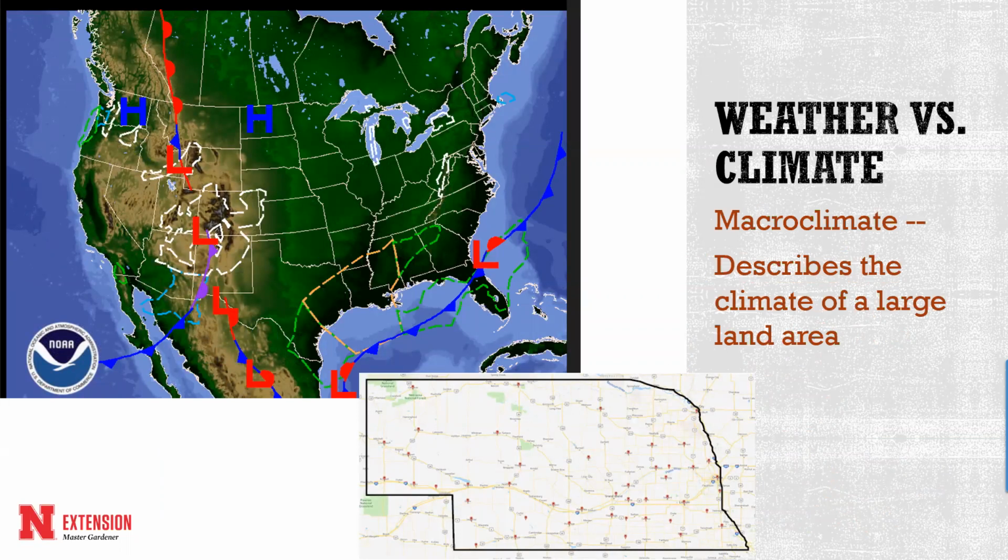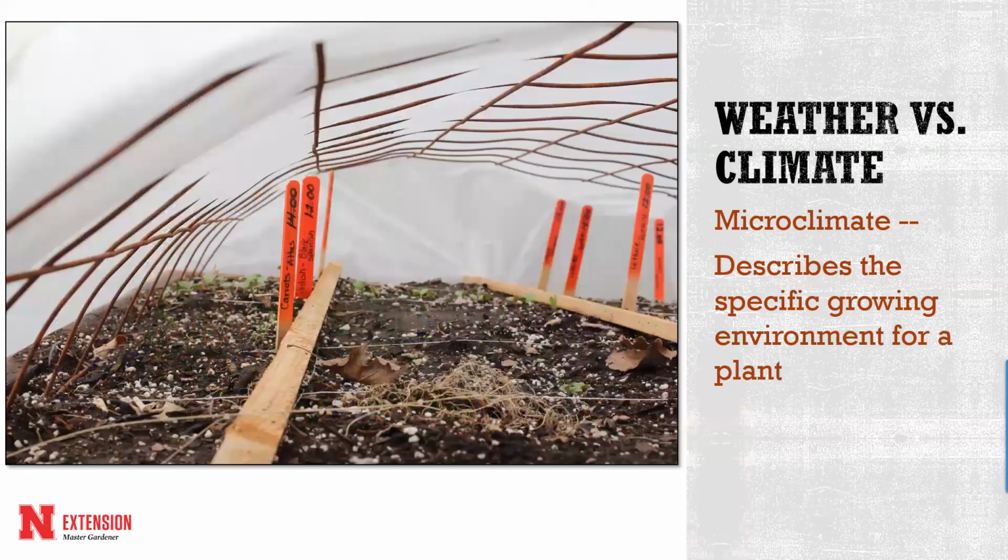There's macroclimate. That's going to describe areas on a large land scale. So kind of what happens in the upper Great Plains or the Midwest or whatever you want to call us. What happens in Nebraska from east to west, and what our macroclimate is. So that is what a macroclimate is, describing that climate on a larger land frame area.